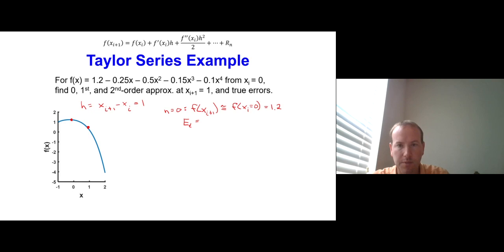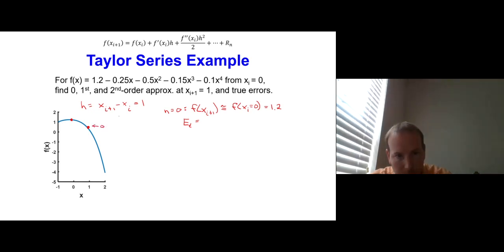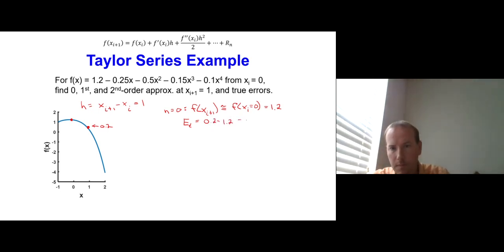true value, which is 0.2. Sorry, I didn't say that before, but this is at 0.2. And our approximated values. So our true error is 0.2 minus 1.2 equals -1. Okay, so that's a zero order approximation.